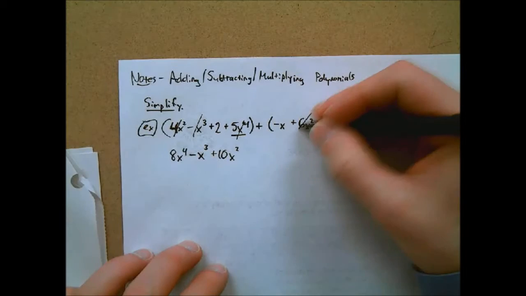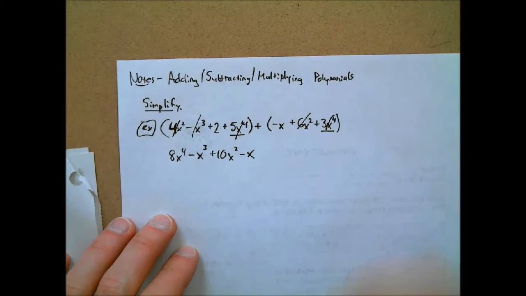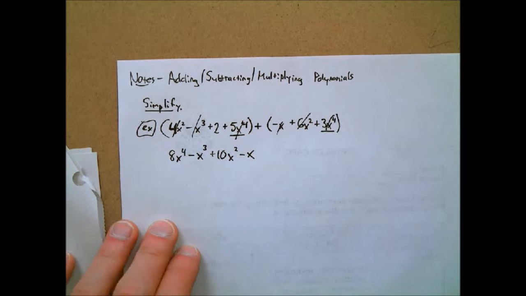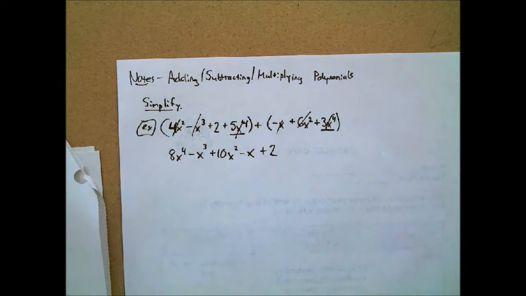All right. What's going to be next after the 10x squared? What do we want to put in next in order? Negative x, and that's all there is. So we'll just put the minus x there, and then last but not least, the 2. And there it is. All the like terms are combined, and it's in standard form.